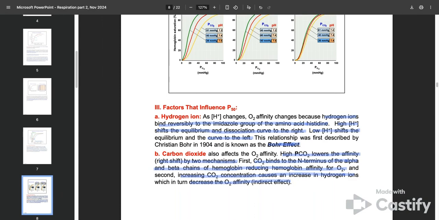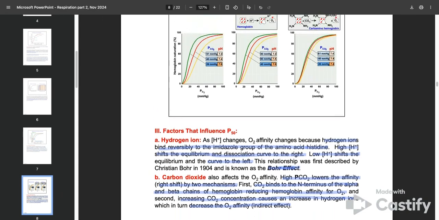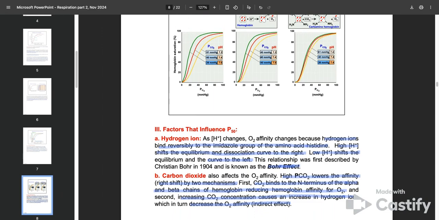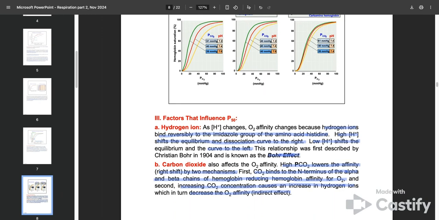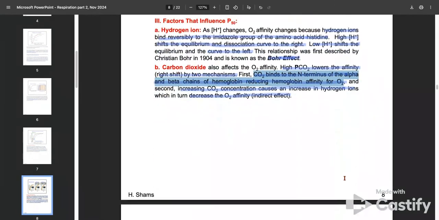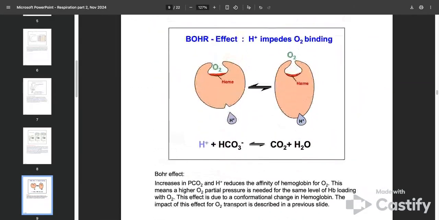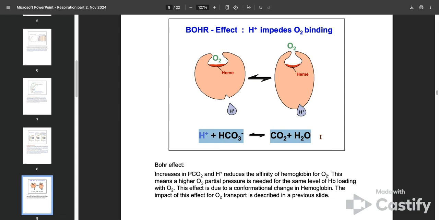Okay, carbon dioxide also does the same thing: more carbon dioxide, less affinity, right shift. How? Two ways. More carbon dioxide means more H plus. Also, carbon dioxide binds to the N terminus of the alpha and beta chains of hemoglobin, also reducing the hemoglobin affinity for oxygen. Cool, cool. Let's go next. This is what I was talking about. Hydrogen binds to hemoglobin, oxygen is released. So this makes a right shift. Okay, and this equation we're going to talk about in a bit.